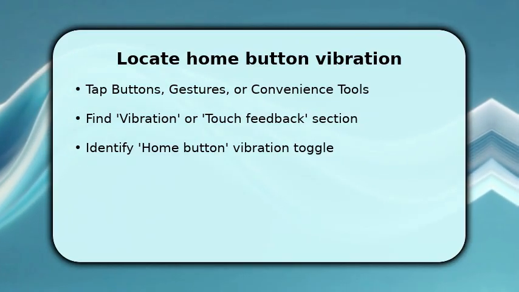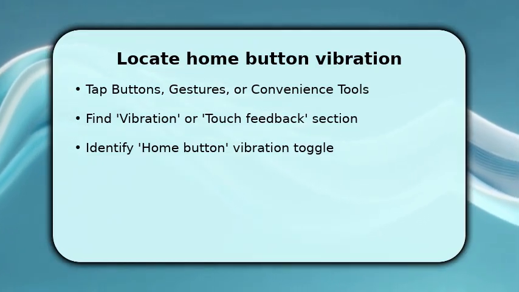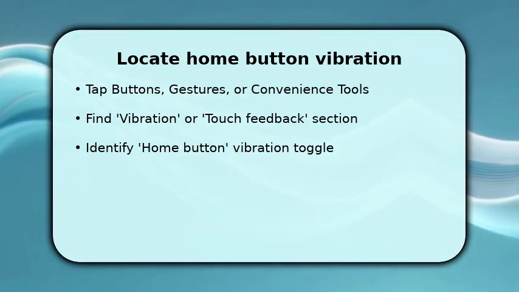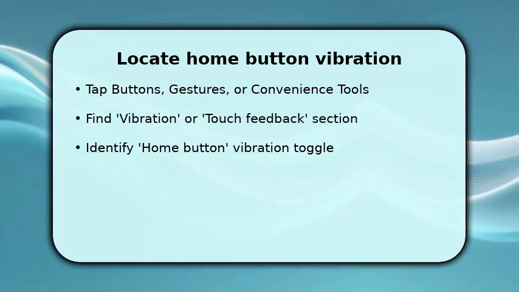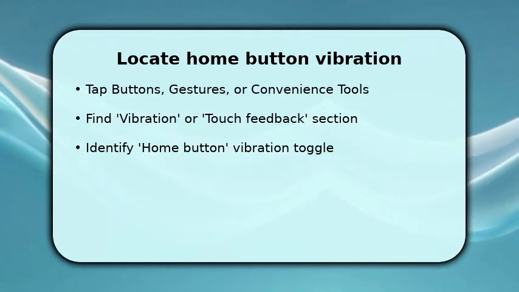You might see separate toggles for keyboard, screen touch, and home button. You want the specific home button or navigation key setting, not general vibration. Tap that entry to expose its toggle or submenu. The label may read Home Key Vibration or Navigation Bar Vibration.